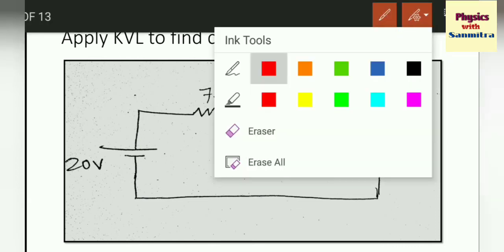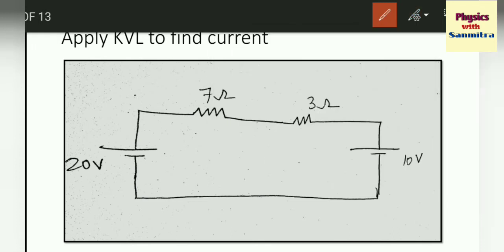Okay, let's assume the current direction to be like this. You can assume any direction. Only the answer will come negative, it's not that the answer will come wrong. So current is flowing like this here, and here also the current is flowing like this. Here also the current is entering this one, and again it's coming back.